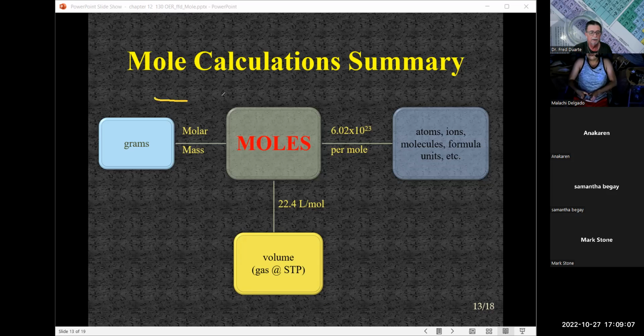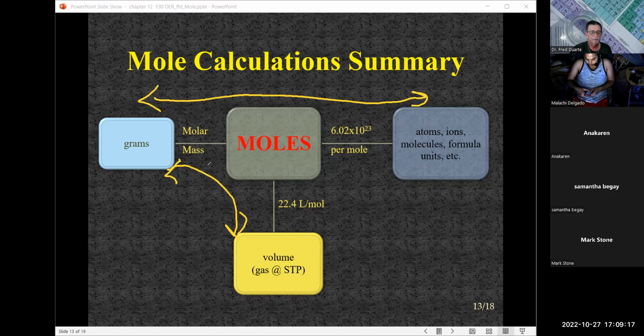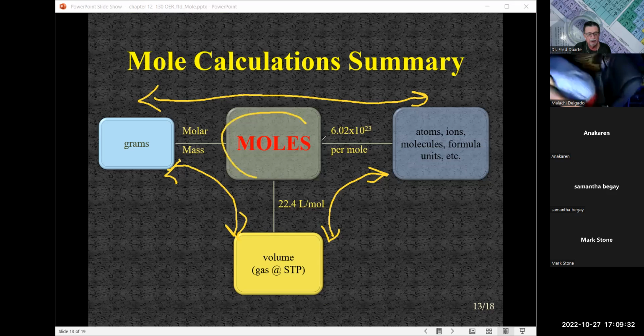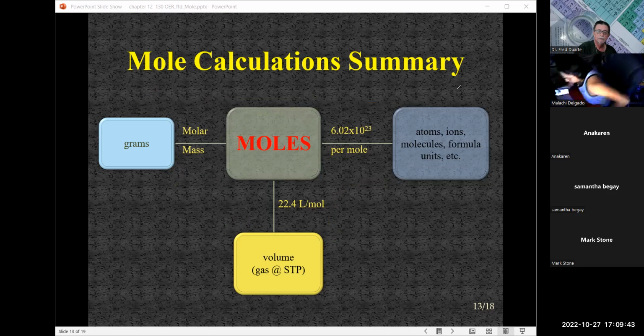We can go from grams to atoms, okay, from grams to volume, okay, and every direction here. So if we're in volume, we can go to atoms. When we're in volume, we go to grams. But the point is, you have to go through moles. Okay, moles is our factor that is common to everybody.